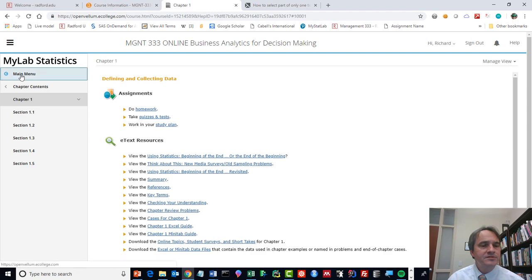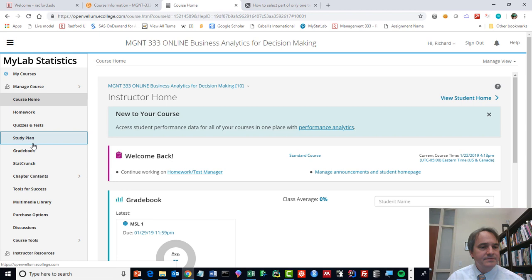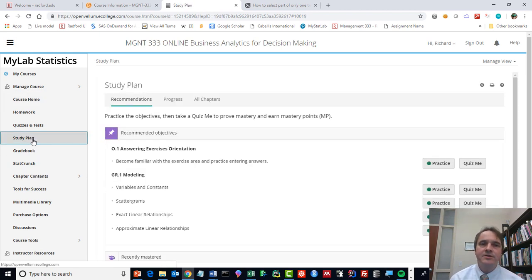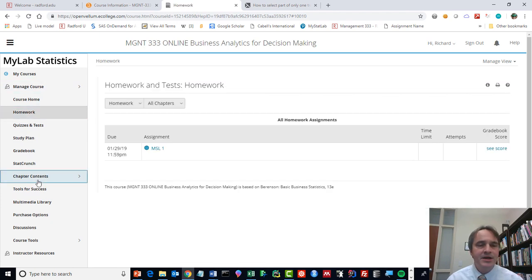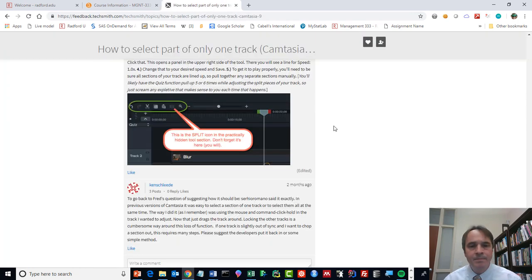The other thing that you'll notice in MyStatLab is this study plan. The study plan lets you practice things that aren't necessarily going to be on your homework assignment. If you have a particular weakness, let's say you consistently find that you don't really know how to calculate a p-value, then this will help you identify those problems and give you some extra practice. But for the most part, we'll just be using homework and the chapter contents as the textbook. Okay, so that's MyStatLab.